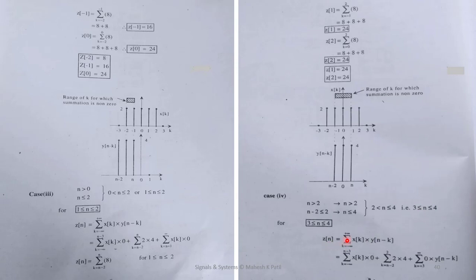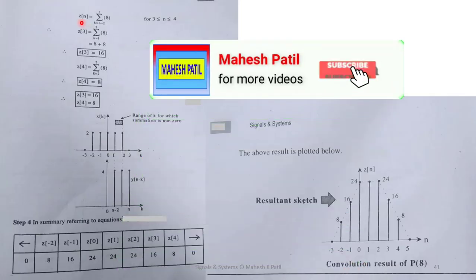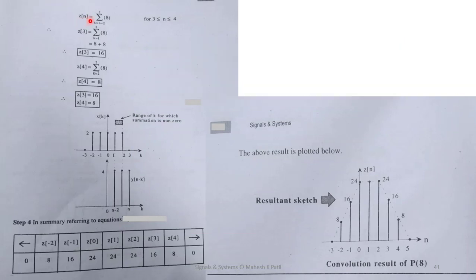So z of n is equal to summation x of k y of n minus k. Now consider the regions and put corresponding values and solve this. So we'll get z of n can be written as summation of 8, where k varies from n minus 2 to 2. So in this case, first we'll consider n as 3, then we'll consider n as 4, and if you simplify, we'll get z of 3 as 16 and z of 4 as 8.